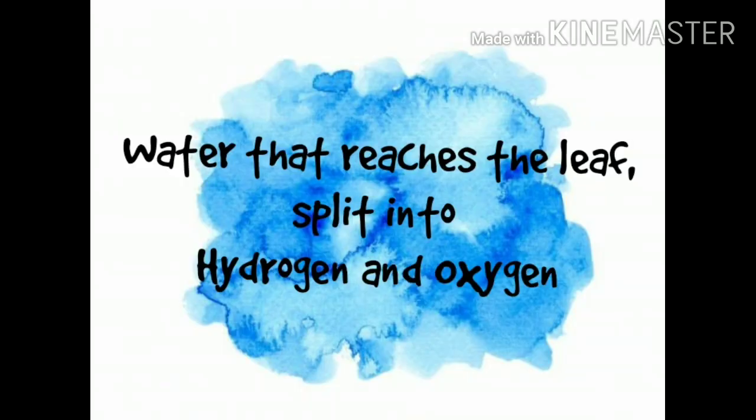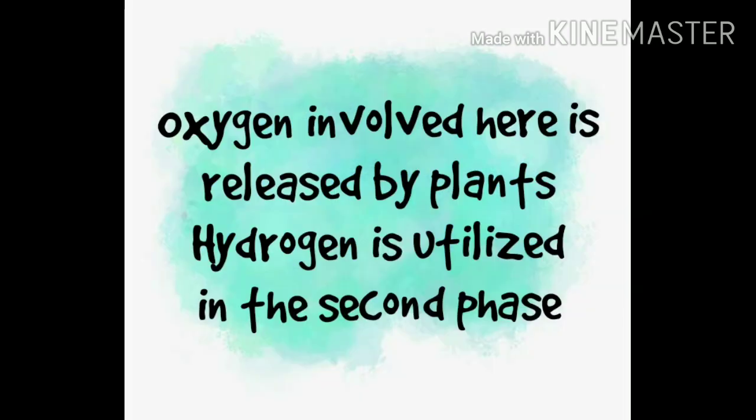And the water that reaches the leaves is split into hydrogen and oxygen. We know that hydrogen and oxygen are the components of water. So when water splits, hydrogen and oxygen are made. That is what happens here also. Then the oxygen involved here is released by the plants and the hydrogen is utilized in the second phase. Second phase means the dark phase.